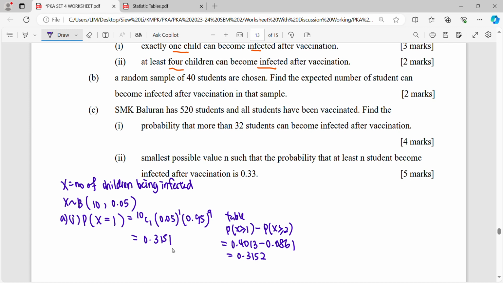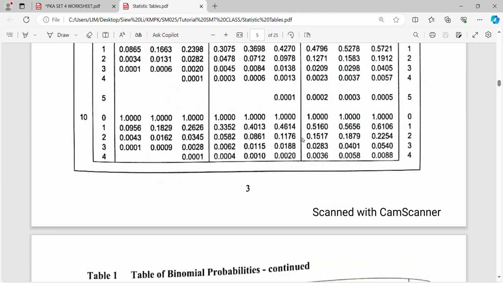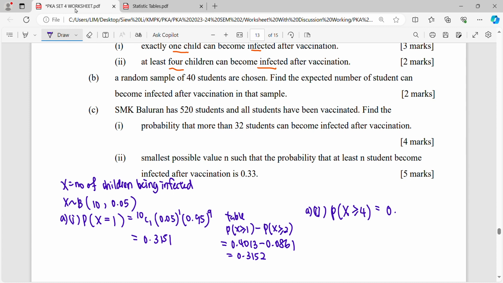So question number 2. They want at least. How to make it a symbol of at least? It will be more than or equal to 4. So it will be exactly like our table sign. Our table sign will read more than or equal to 4. So reading 4 here with 0.05 probability, it will be 0.0010. So straight away read from the table.